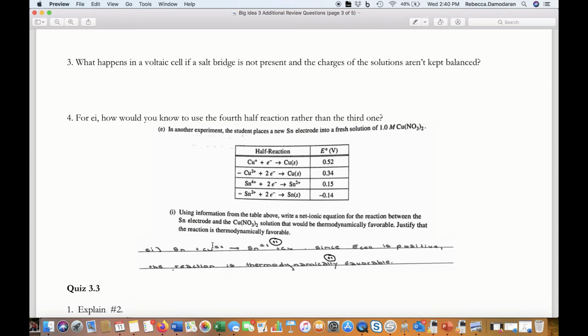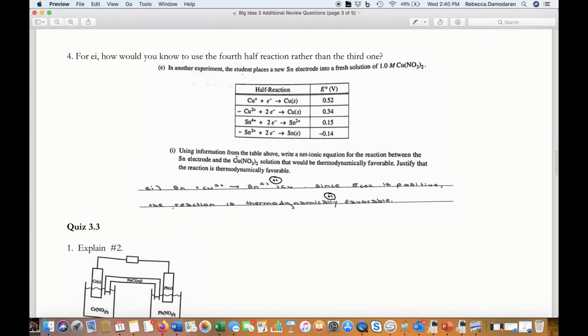What happens in a voltaic cell if a salt bridge is not present and the charges aren't kept balanced? So if the charges aren't kept balanced, the difference in potential energies, right, that waterfall is destroyed, basically. So you need to maintain that difference in charge in order to have that difference in potential energy. So if you don't have a salt bridge to maintain the charges of the solutions, then your cell potential will go to 0. Your cell will not be able to run because you're not going to have a difference in those potential energies, meaning you're not going to have a flow of electrons from high potential energy to low potential energy.